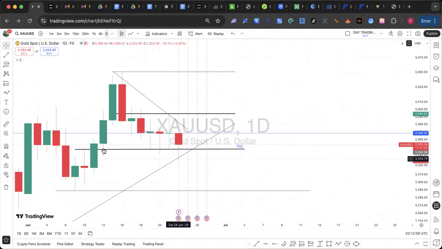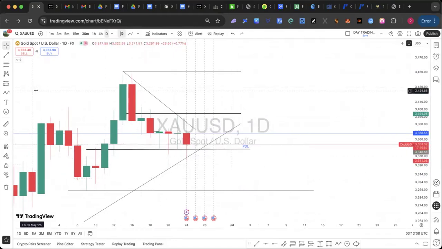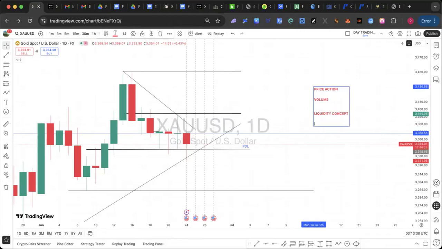Now, there's something I tell you which everybody should understand. I said something about trading: there are 3 or 4 fundamental things that are very, very important in your trading. First, price action. So take note of that. First, price action. Second, volume. Third, liquidity concept. And fourth, discipline. These 4 things are very important.